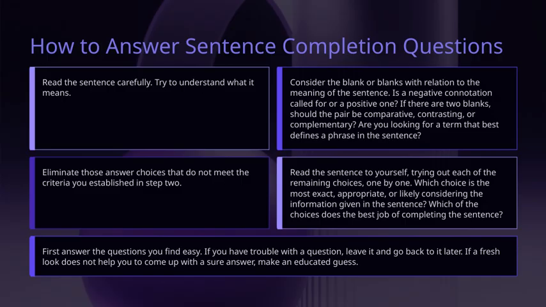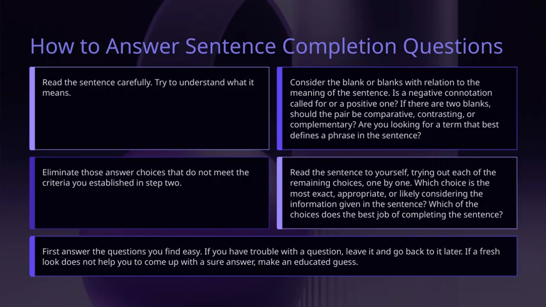Pay special attention to the blank or blanks in the sentence and consider their relation to the overall meaning. Ask yourself, does the sentence require a negative or positive connotation? If there are two blanks, think about whether the relationship between the words should be comparative, contrasting, or complementary. Also, consider if you're looking for a term that best defines a phrase in the sentence.